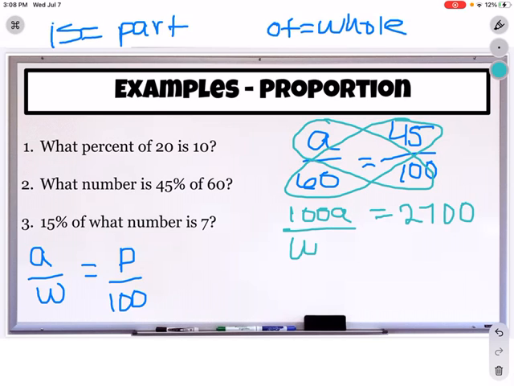When I divide by 100 to single out the A, I also have to do that to the other side too. 2,700 divided by 100 is 27. So my part is 27.